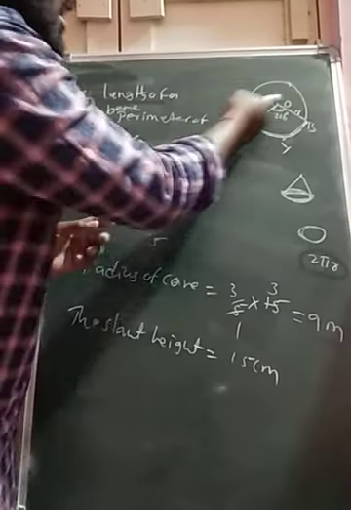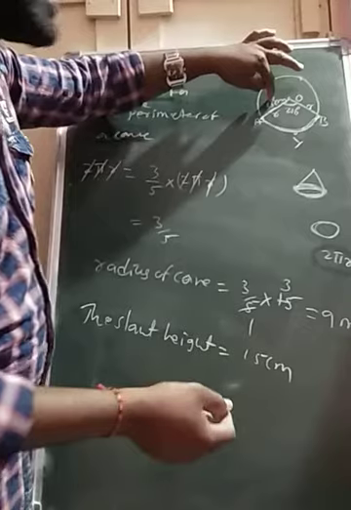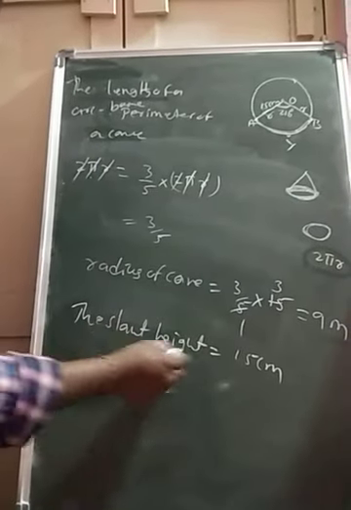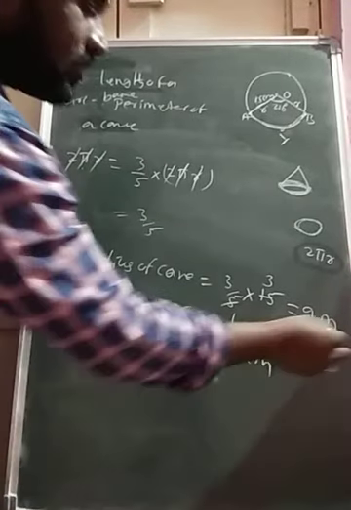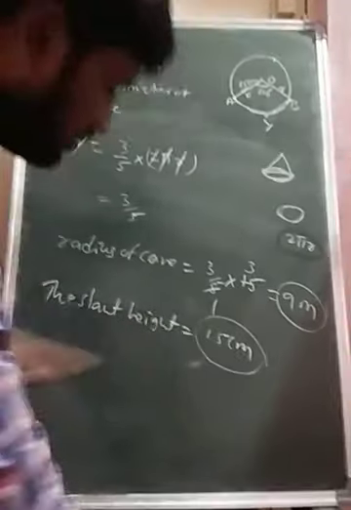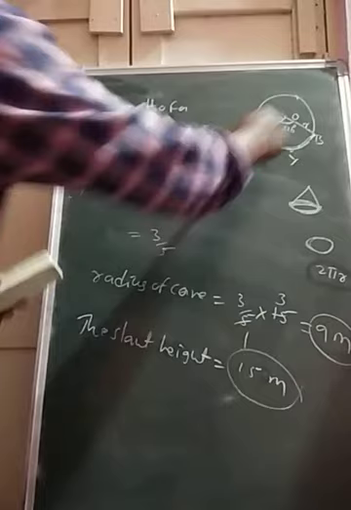So if we cut this and form a cone shape, the radius of the sector acts as the slant height. Okay, so that's why I'm writing here the slant height is equal to 15 meters. Now the radius of the cone is equal to what? 9 meters. And the slant height is equal to what? 15 meters.